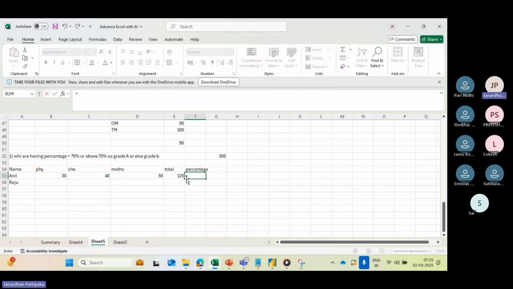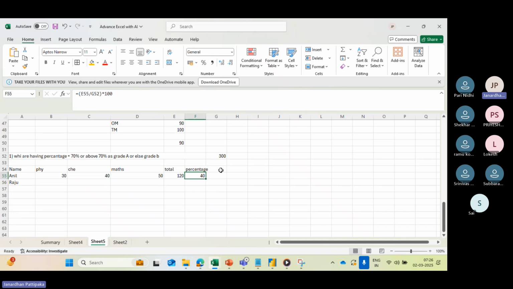It is equal to, you're getting the 120 marks, total marks, which you are mentioning in this, into 100. So you're getting the percentage as something like 40%.